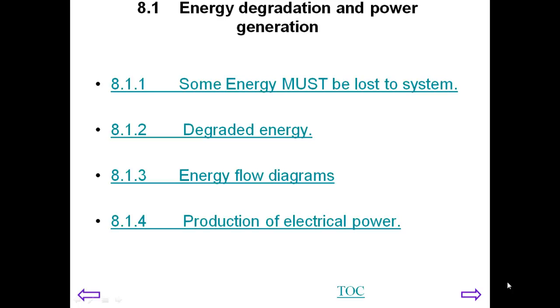This topic is energy, power and climate change. First we look at energy degradation and power generation. We will look at 4 points: some energy must be lost to the system, about degraded energy, energy flow diagrams and electrical power production.